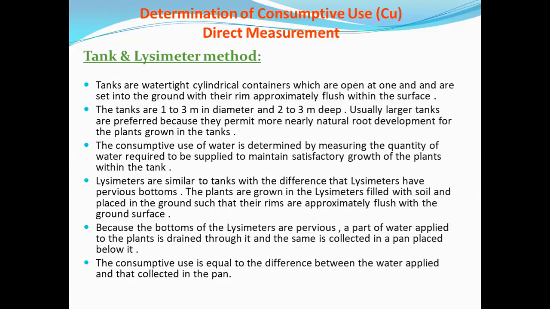So lysimeters are similar to the tank, with the difference that lysimeters have a pervious bottom. The plants are grown in these lysimeters filled with soil and placed in the ground such that their rims are approximately flush with the ground surface. Because the bottoms of the lysimeter are pervious, a part of the water applied to the plants is drained through it and collected in the pan placed below it. So the consumptive use is equal to the difference between the water applied and that collected in the pan.